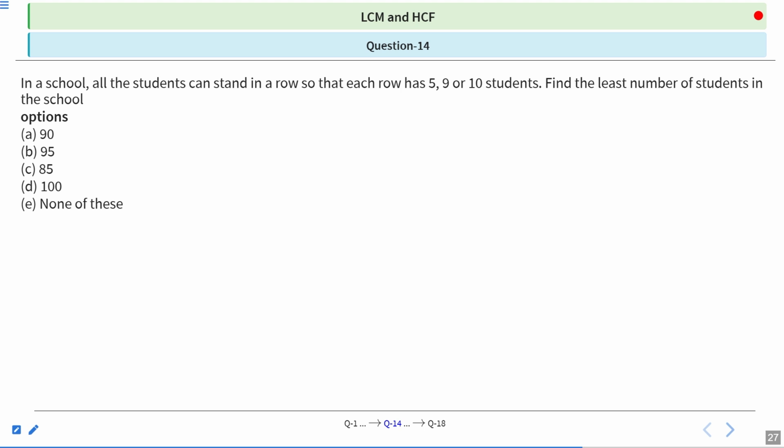Next is, in a school, all the students can stand in a row so that each row has 5, 9 or 10 students. Find the least number of students in the school. The options are option A, 90, option B, 95, option C, 85, option D, 100, and option E, none of these. I'm giving you 10 seconds to find out which option is correct, and after that, I will do the solution for you.